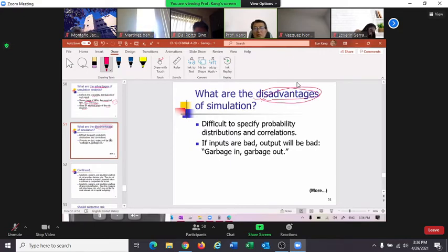The problem is we know that this is the best scenario analysis, right? But it is difficult to specify probability distributions and correlations. That is your task, right? If you specify wrongfully, then what? If inputs are bad, then outputs will be bad. Garbage in, garbage out, GIGO.